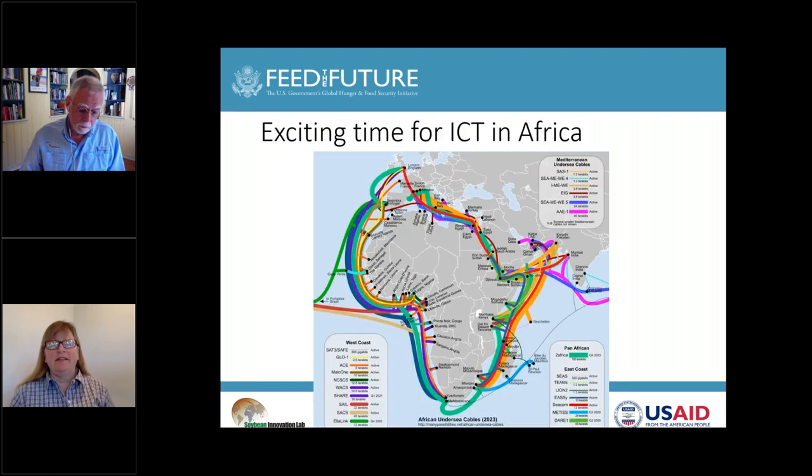It is an exciting time, though. There's more and more bandwidth coming into the continent every day, hundreds of terabits of bandwidth from the Americas and from Asia and from Europe. And the fiber resources are readily available in the coastal regions, but it's important to note that there are great efforts underway right now to bring those fiber resources to the interior.